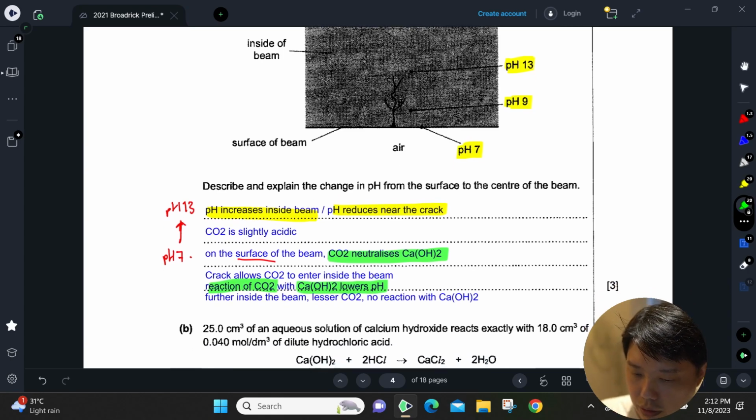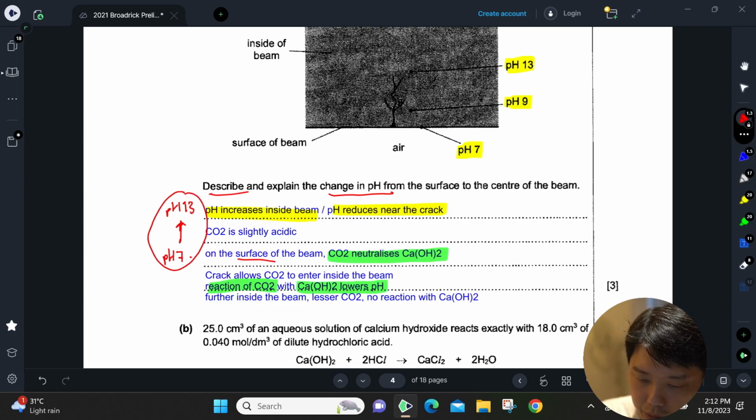So you're going to need to describe the change in pH. This description is probably 1 mark. And to explain the change in the pH, this is probably 1 mark, and then this is probably 1 mark. So a total of 3 marks.